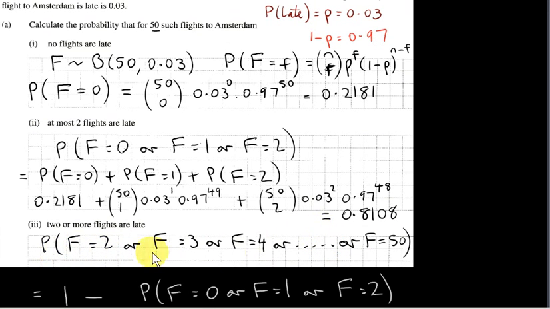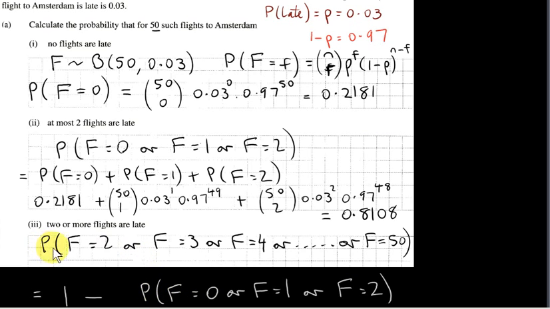So to make life much easier, we use the fact that the probabilities for all the values that F takes on, from 0 to 50, must sum to 1. F has to be one of the values 0 or 1 or 2 or 3 or 4 or 5, all the way up to 50. It's a certainty that F must be one of those values. It's actually 51 values, including 0. So the sum of all those probabilities is 1.